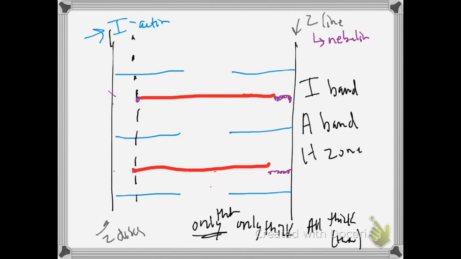Okay, if we are going to do only thick, let's identify that. So only thick. Let's go to the end of my thin and draw a line down, because that would be only thick, and a line down, only thick.